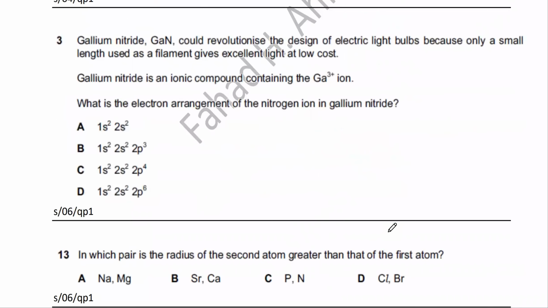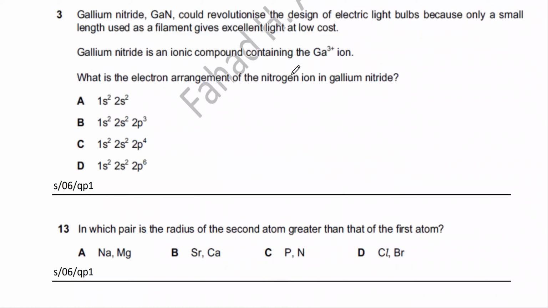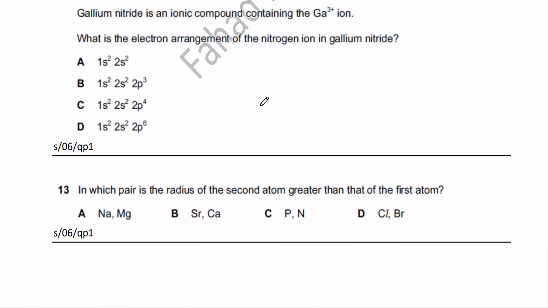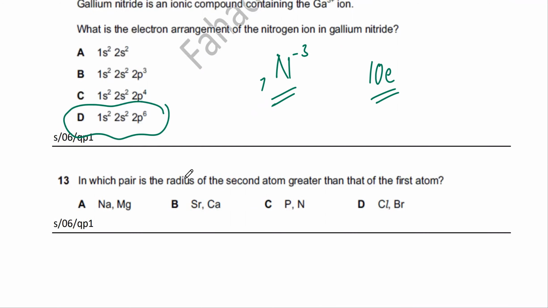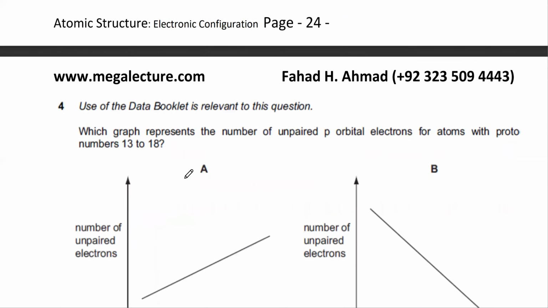So let's see, what's the electronic arrangement of the nitrogen ion? That's kind of easy. Nitrogen forms a -3 ion, so that's 10 electrons. You write the electronic configuration of 10 electrons, which is going to be this one. In which pair? This is about radius, so forget that for now.